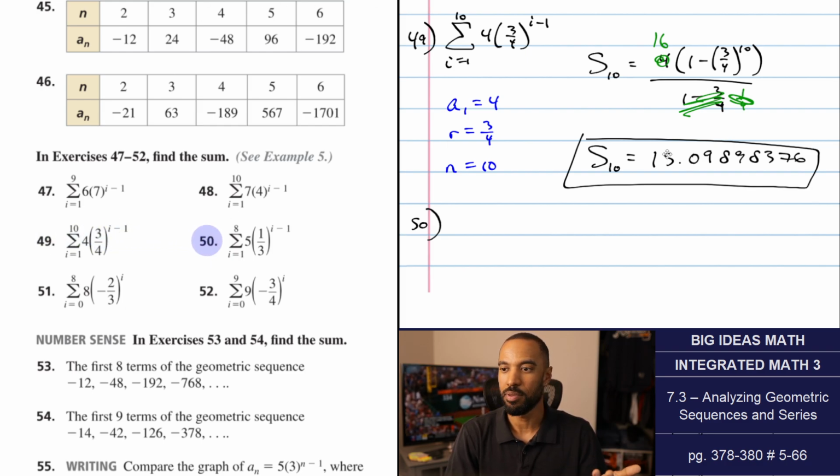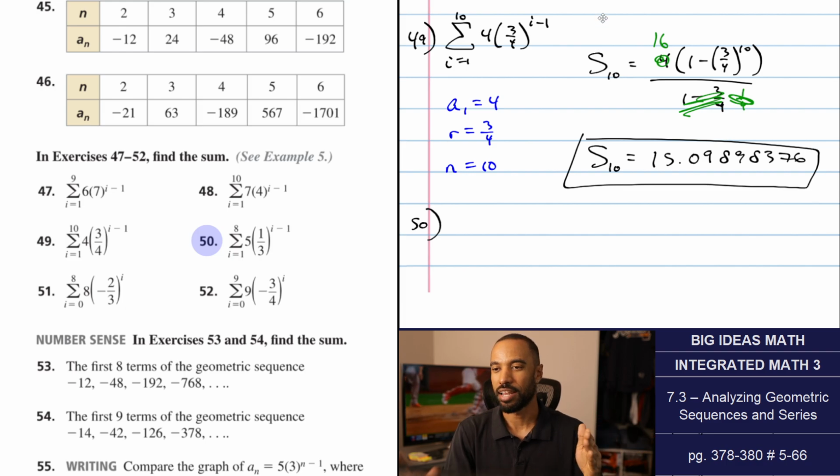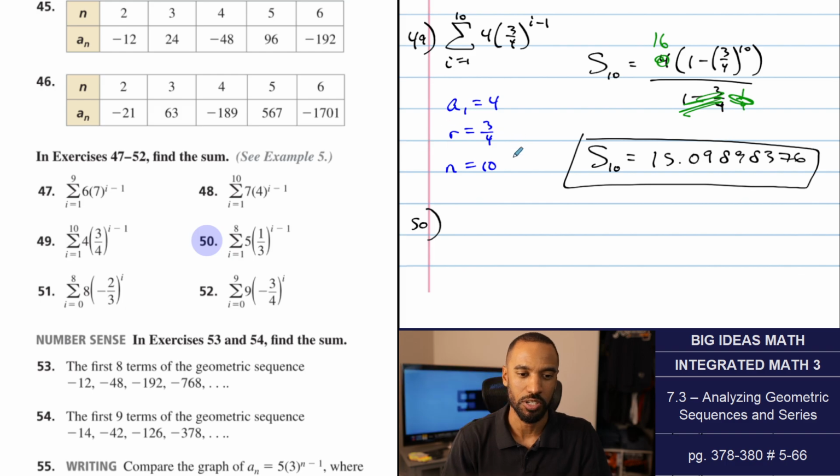By the way, that sum of those 10 terms was just 15. We're adding 4 with 3/4 of 4, which is 3, then 3/4 of 3, and so on. You're adding smaller numbers and it's starting to converge. When we talk about infinite geometric series, we're going to see those values of convergence over time.